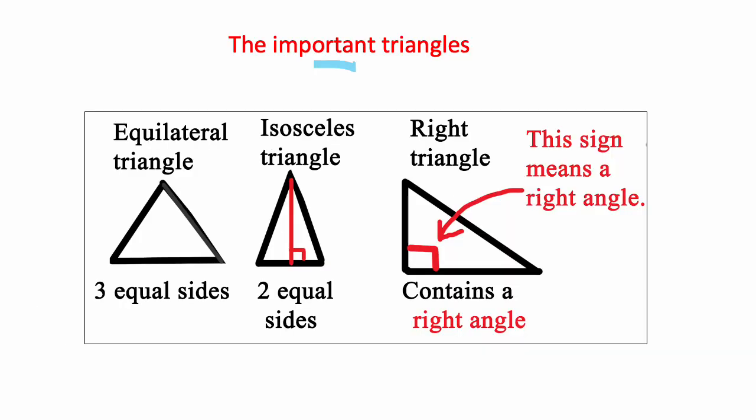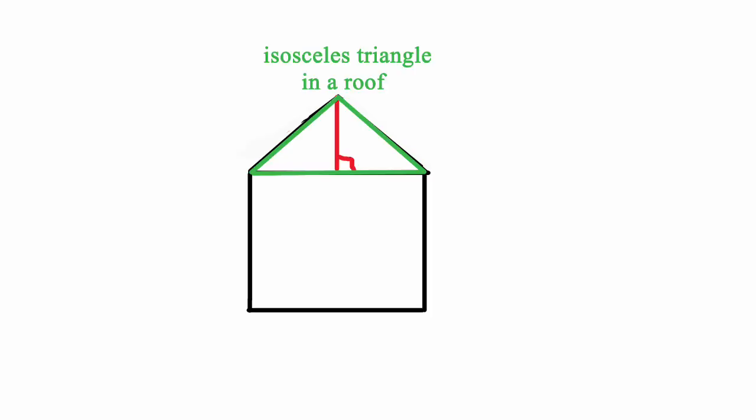There are three main triangles. There's an equilateral triangle that has three equal sides. There's an isosceles triangle with two equal sides, and an important vertical line here, perpendicular to the base. And then there are right triangles that contain a right angle. An isosceles triangle is typical of a roof because it has two slanting sides, usually with the same pitch. The line from the peak of the roof down to the base forms a right angle and stabilizes the shape.